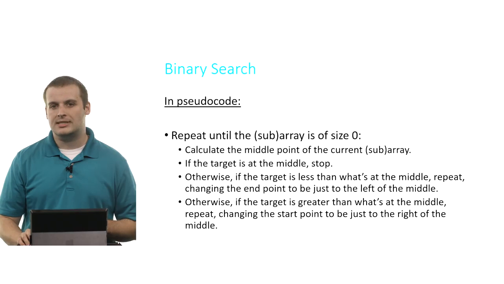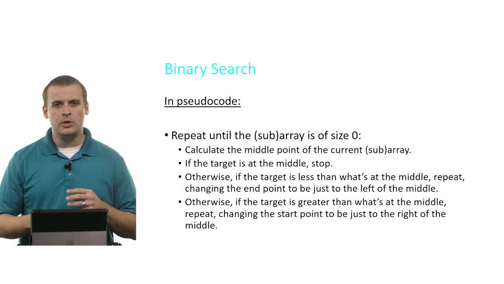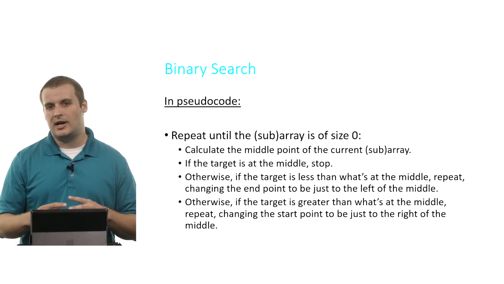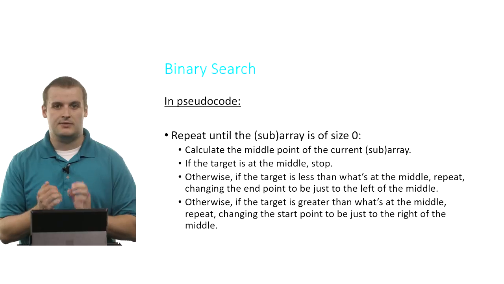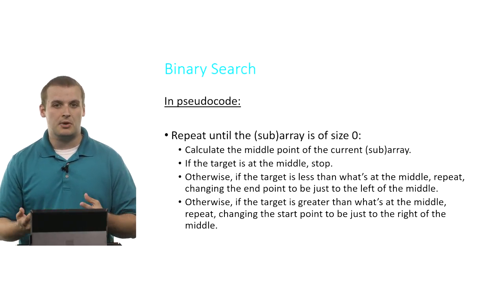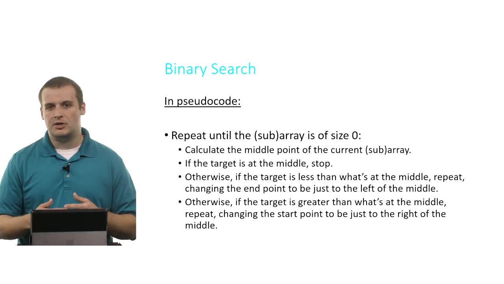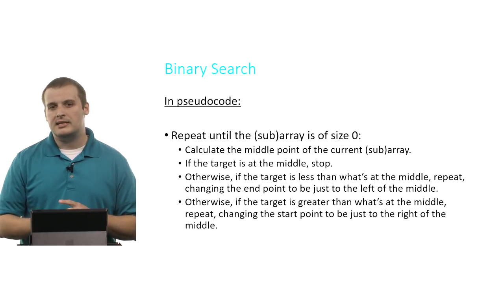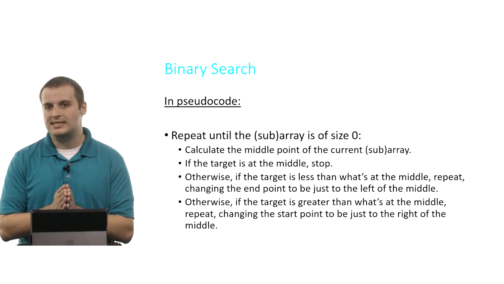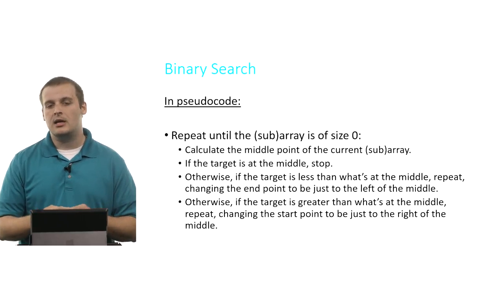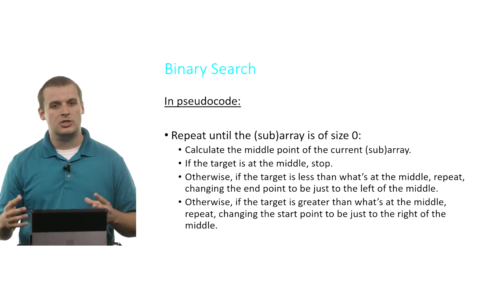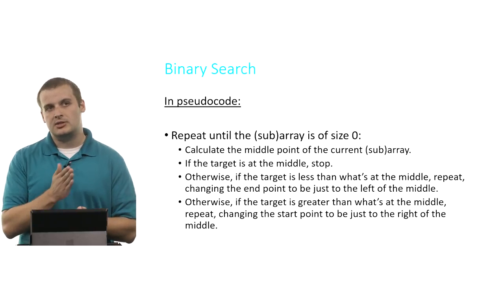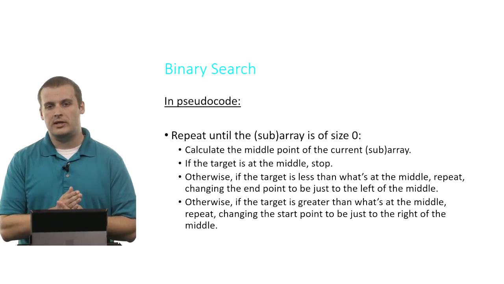So what are the pseudocode steps for binary search? You repeat this process until the array, or as we proceed through, subarrays, smaller pieces of the original array, is of size 0. Calculate the midpoint of the current subarray. If the value you're looking for is in that element of the array, stop. You found it. That's great. Otherwise, if the target is less than what's at the middle, so if the value we're looking for is lower than what we see, repeat this process again, but change the endpoint, instead of being the original complete full array, to be just to the left of where we just looked.